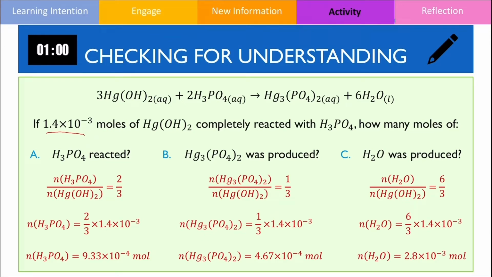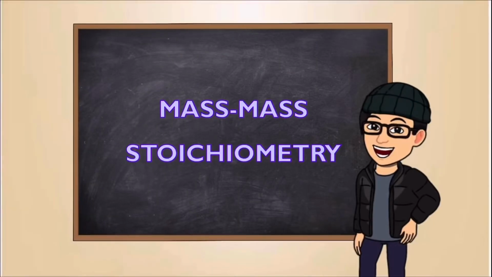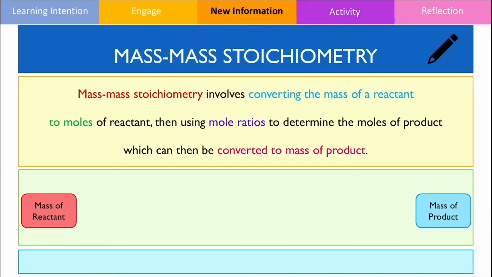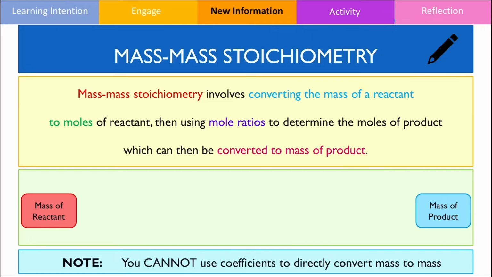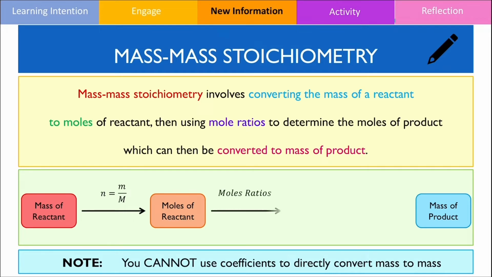In the second section of this video, we're going to be looking at mass-to-mass stoichiometry. As the name suggests, mass-to-mass stoichiometry involves using the mass of one substance to eventually find the mass of another material. However, we cannot use ratios to convert the mass of one substance to the mass of another substance directly. Instead, we need to first convert the mass of the known reactant to moles using the formula the number of moles equals mass divided by molar mass, and then we can use mole ratios to find the number of moles of product formed. From there, we can then calculate the mass of product formed using the formula mass equals moles times molar mass.